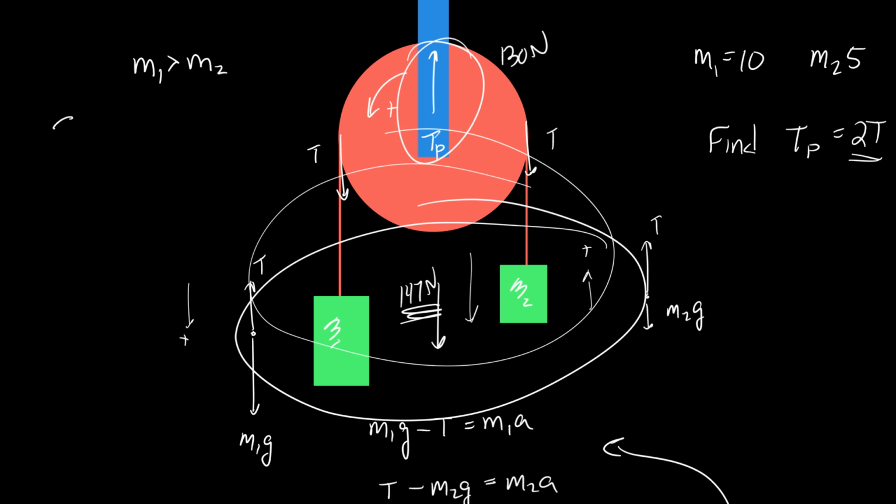In fact, the net force on the system would equal the mass of the system times a. This is not the acceleration of one box. This is the system. The net force is 147 minus 130 equals 15 times a. This is the average acceleration of the center of the system, which is accelerating downwards.